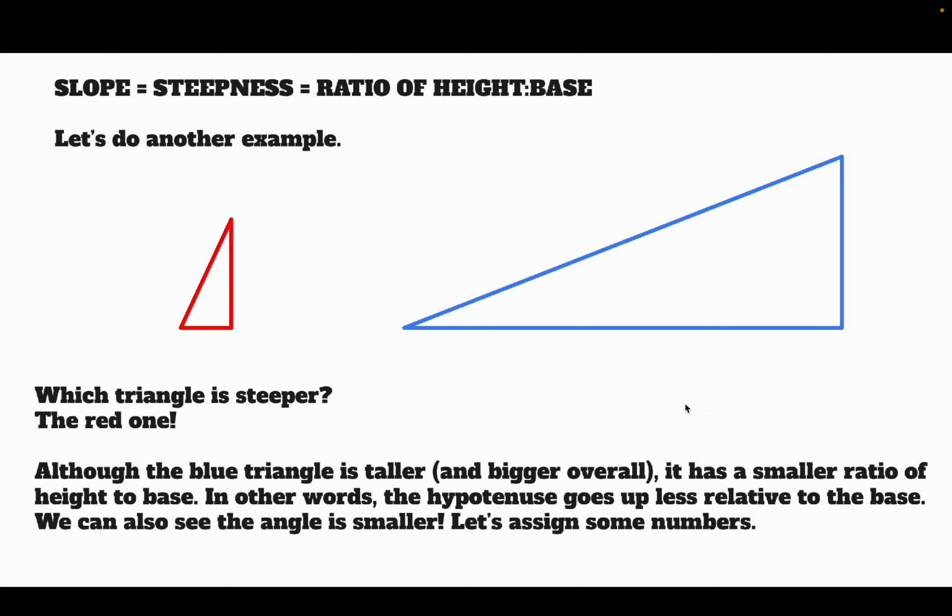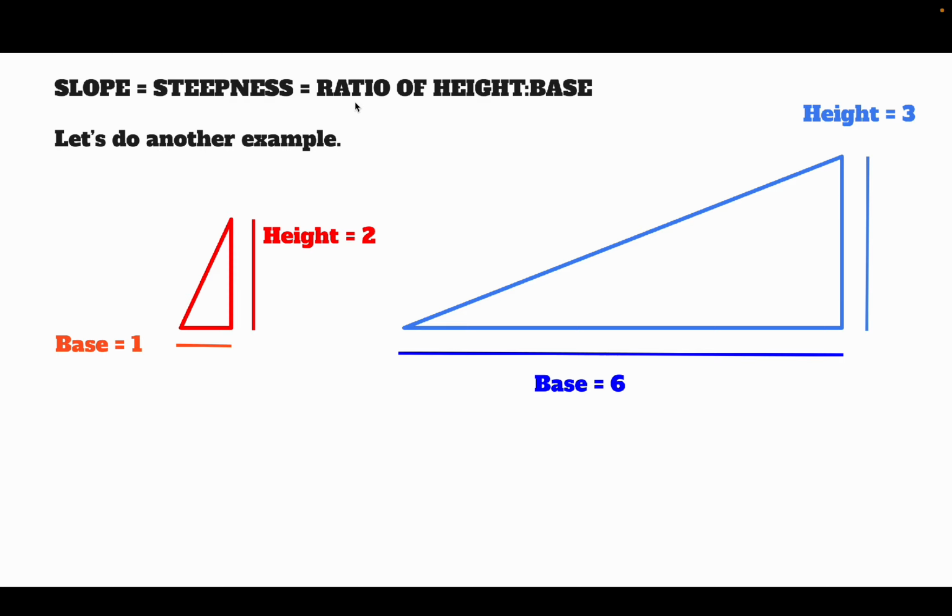Now let's use some numbers. Now remember, slope is steepness. It's the ratio of the height to the base. So I take the height, I divide by the base. 2 divided by 1. There's a slope of 2 for this hypotenuse in this triangle. Over here, a height of 3 divided by a base of 6. We simplify that and we see the slope is 1/2. Our red triangle has a much greater slope value, right?